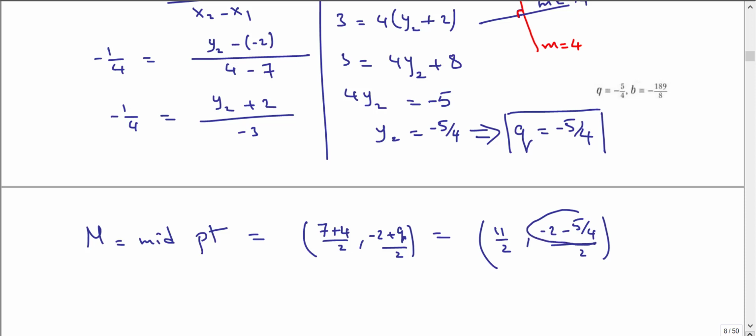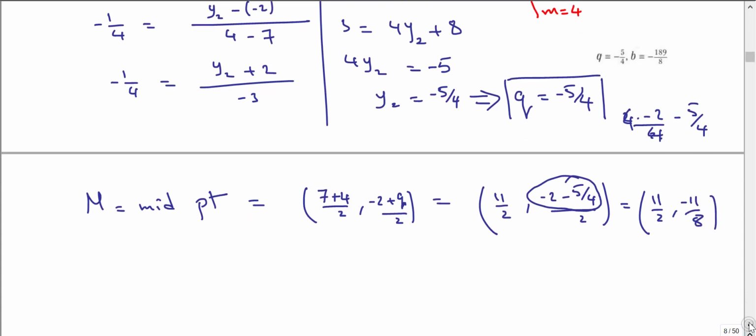What is this on the calculator, Adam? Can you tell me what's this? Negative 2 minus 5 over 4. Done? Negative 13 over 4. Well done. Yeah, negative 13 over 4. So it's 11 over 2 here, and negative 13 over 4 with 2 gives negative 13 over 8.